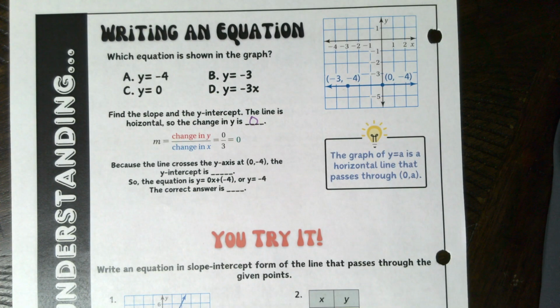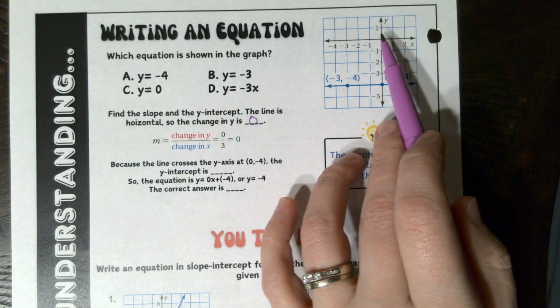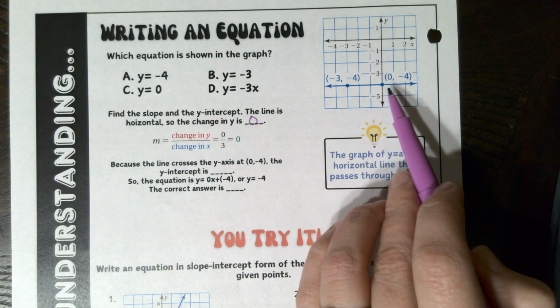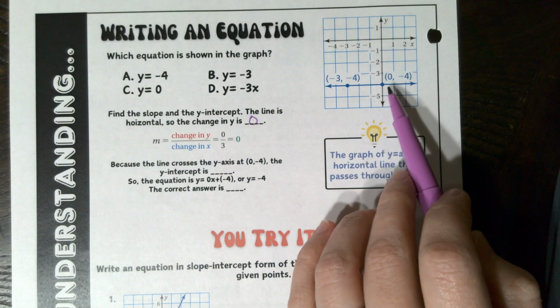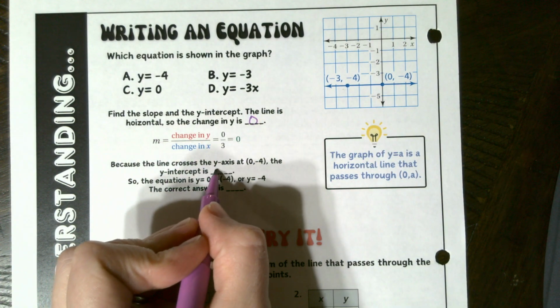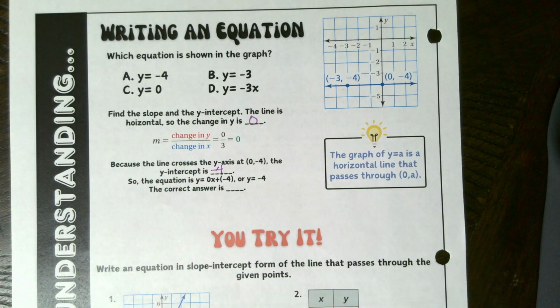So because the line crosses the y-axis at 0, -4, the y-intercept is, remember we said, where does it first cross the y-axis? That's what our y-intercept is. It crosses at -4. That means our y-intercept is -4.